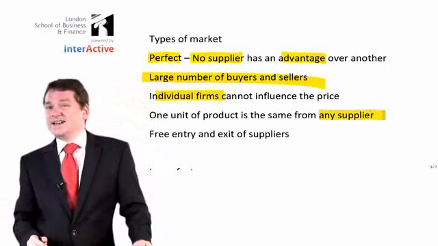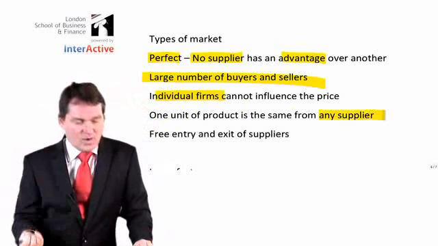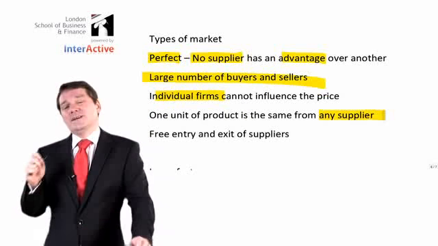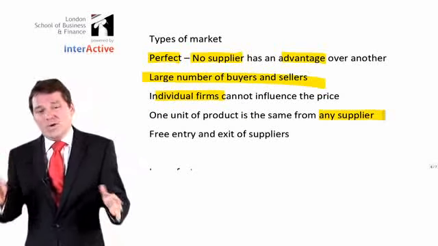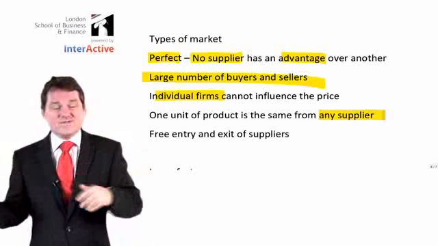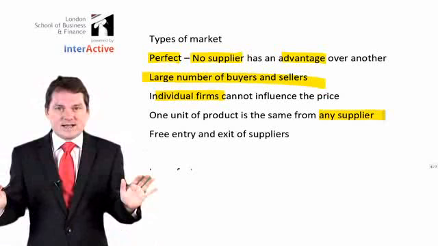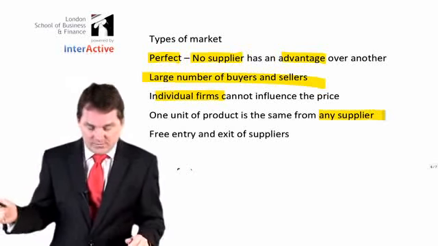The products are all the same. So it doesn't matter who I buy it from, it will be the same. Now, that's important because otherwise you might have products where the prices are different because the products are perhaps better somehow. In a perfect market, everything's exactly the same. Doesn't matter who you buy it from.